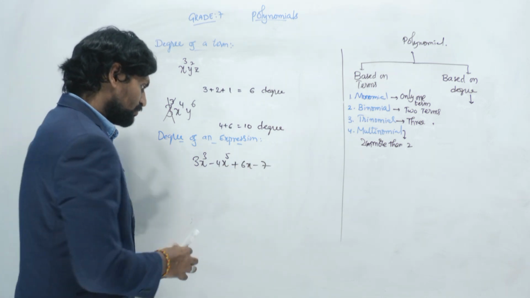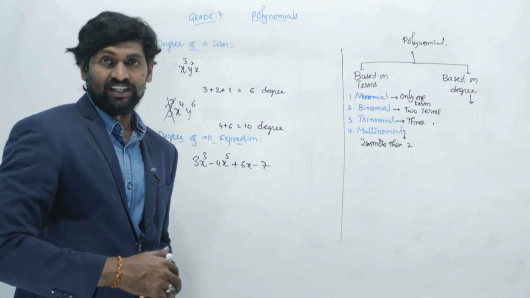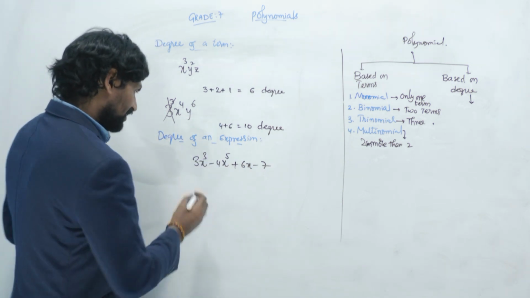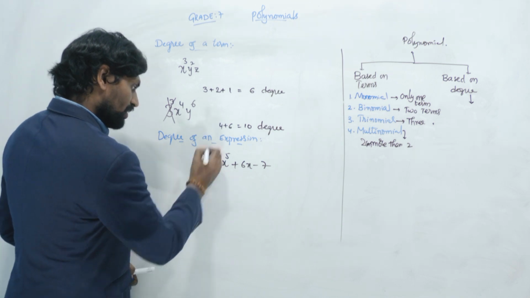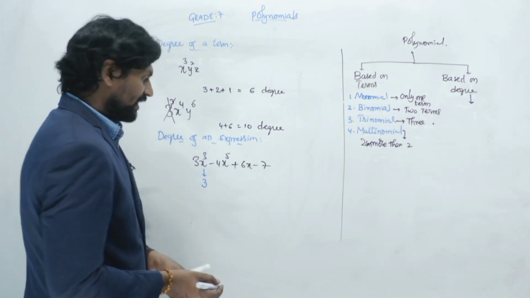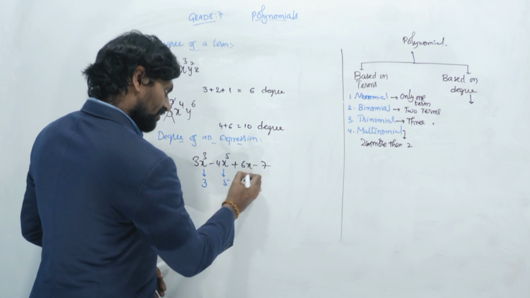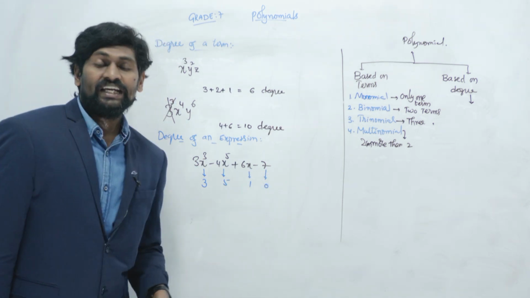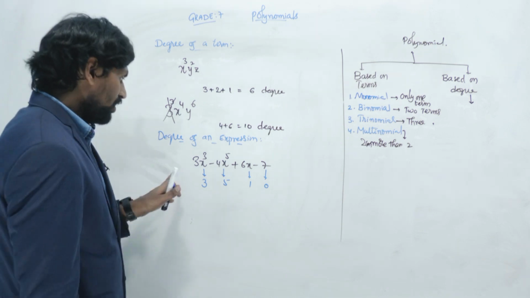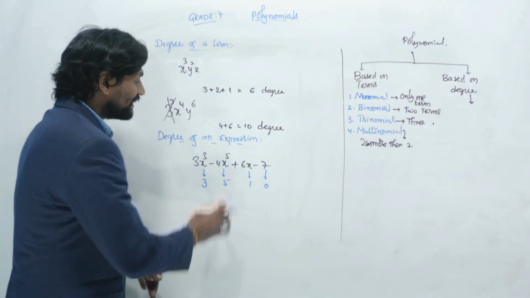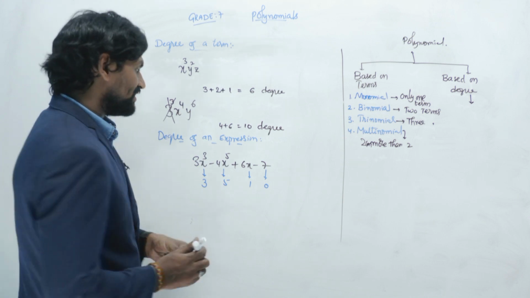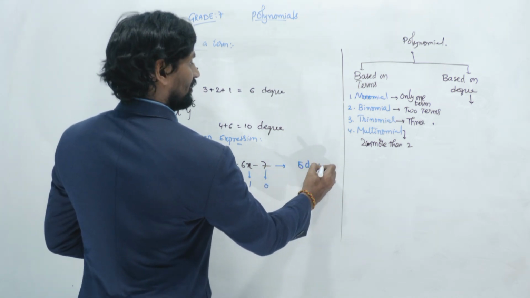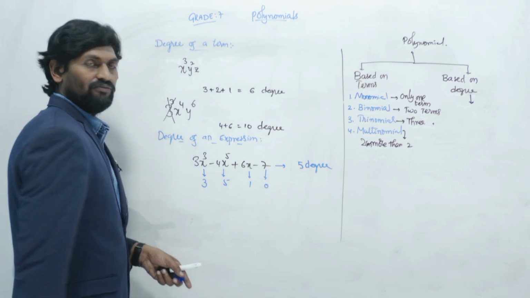Here there are 1, 2, 3, 4 terms. Now let us try to find the degree of each term. First term degree is 3, only the variable exponent we should take. Second one degree 5, third one degree 1, and the last one, x is not there, so the degree is 0. Now among these numbers, what is the highest value? The highest value is 5. Degree of this expression is 5.